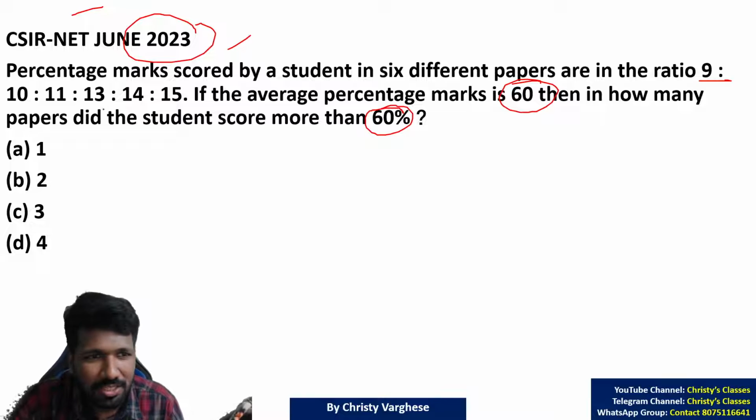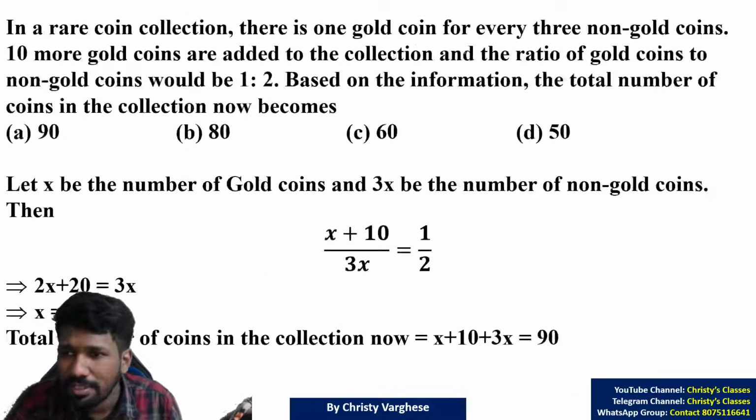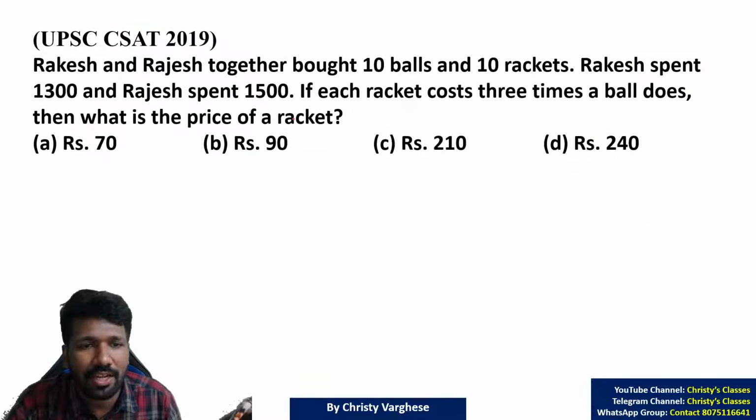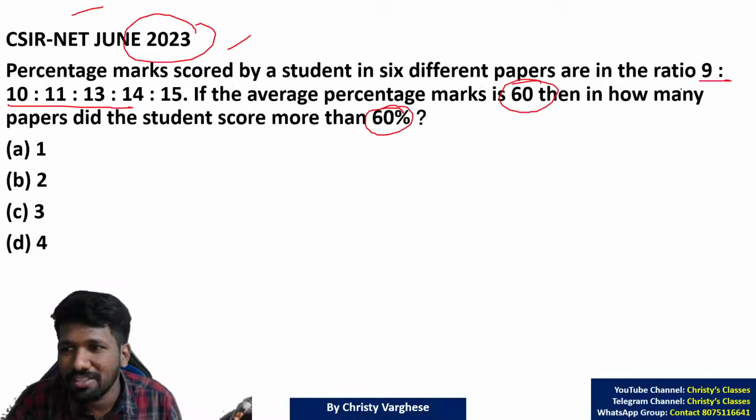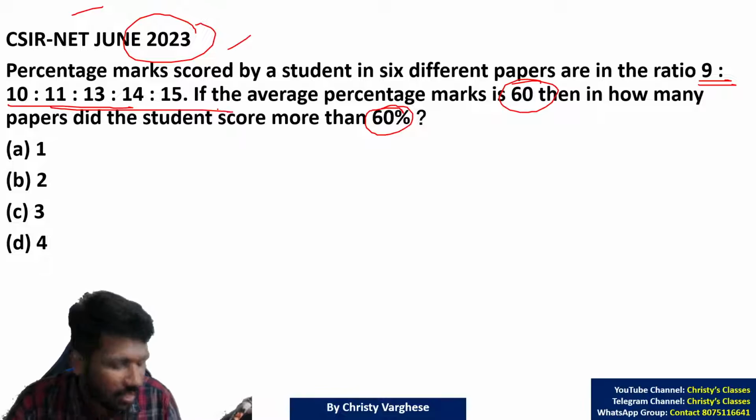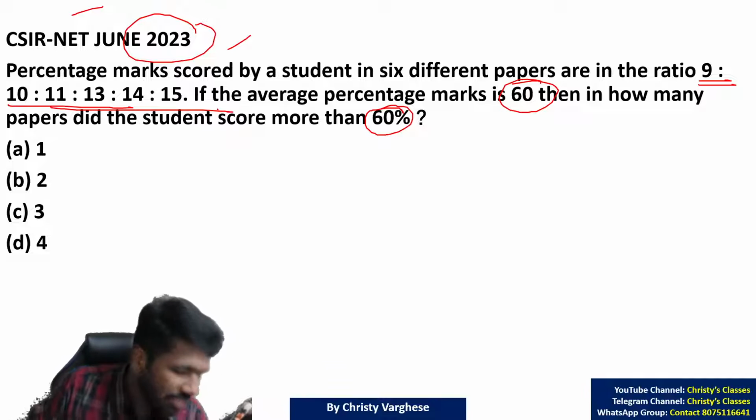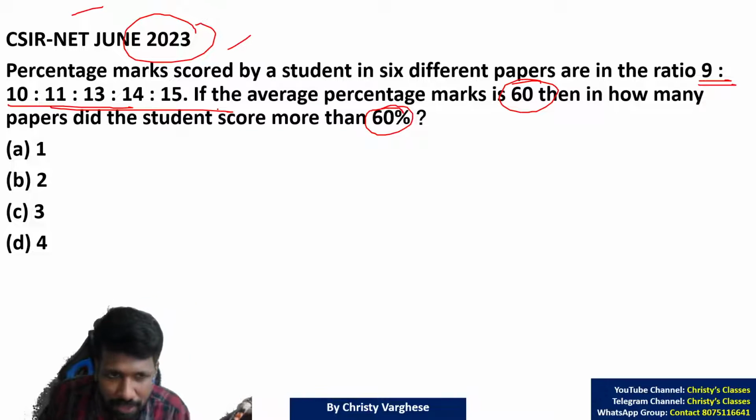Only thing they have changed is instead of 5, 6, 7, 8, 9, 10, here they have replaced it by 9, 10, 11, 12, 13, 14, 15. So take it as a practice question. In the practice worksheet, I will add this.